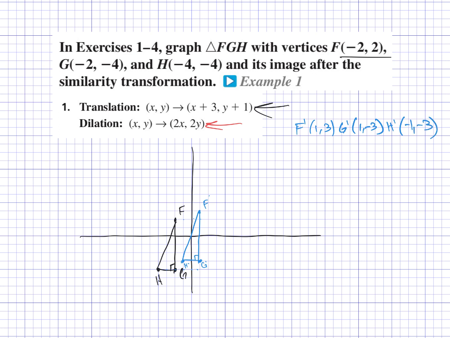Now we'll multiply those by 2. And we're going to get F double prime at 2, 6. G double prime is at 2, -6. And H double prime is at -2, -6. We just multiplied everything by 2. All right, so let's plot these. 2, 6 is F double prime. G double prime is at 2, -6. -2, -6 is H double prime. So that should be your answer, and that's definitely on the test.